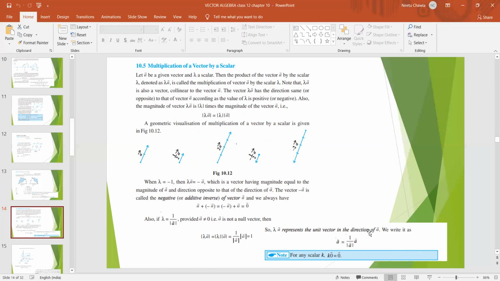From here you can say we are finally reaching a new formula, which is known as the formula of the unit vector. The unit vector is equal to A vector upon the magnitude of A vector. So this is the formula for finding the unit vector in the direction of A vector.